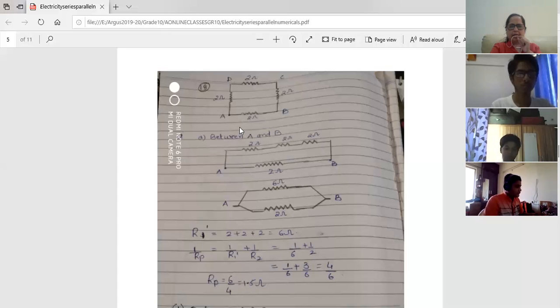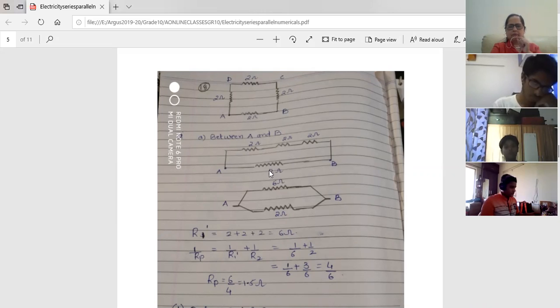So what did I do? These three resistors, I made it straight. Okay, it's become a straight line, and this one is down. So these three come in series, so it becomes 6 ohm and 2 ohm. Now both are in parallel. First, what did I do? R1 dash. So R1 dash is this. R1 dash is 2 plus 2 plus 2, 6 ohms. So this has become 6 ohms.